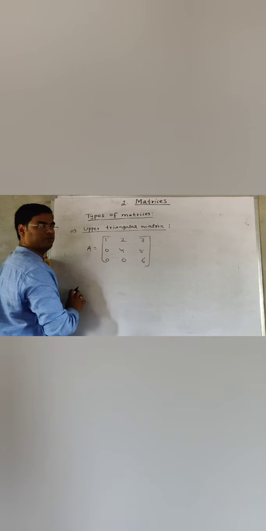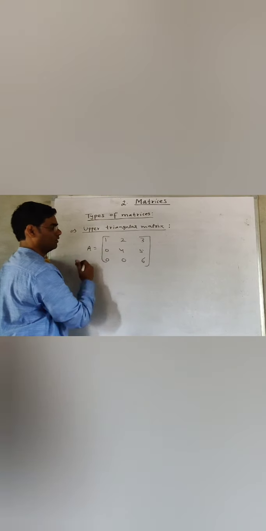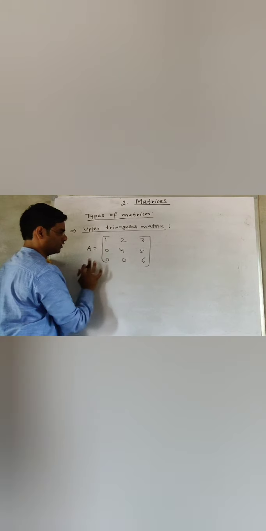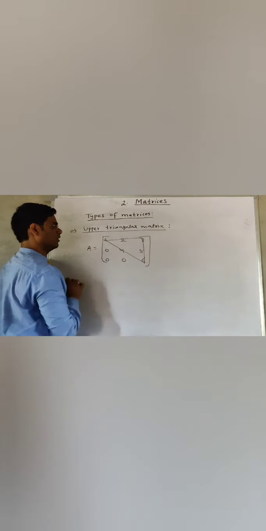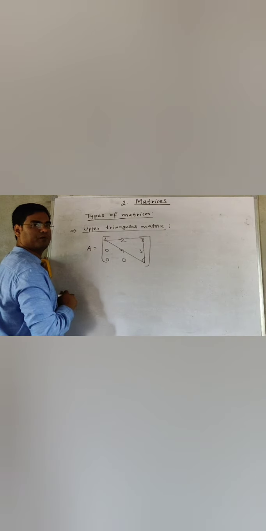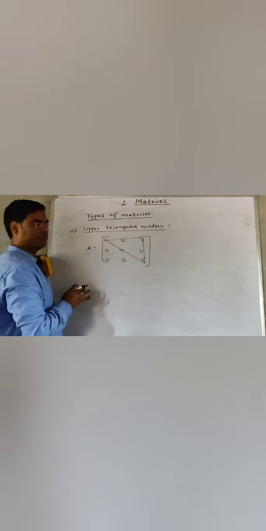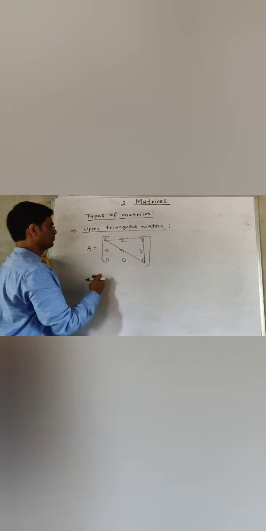Now what is the definition of an upper triangular matrix? A square matrix in which the elements below the diagonal are always 0. Below the diagonal means all these three elements are always 0, which means a triangle is formed above these three elements. Therefore this matrix is known as an upper triangular matrix. An upper triangular matrix is a matrix in which the elements below the diagonal are always 0.